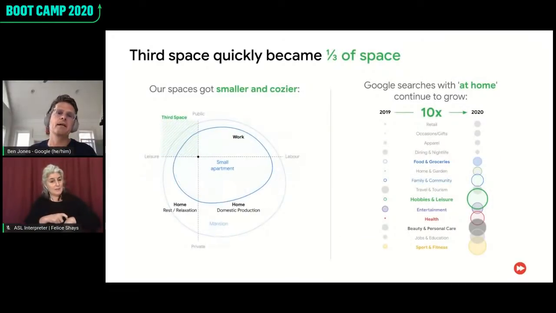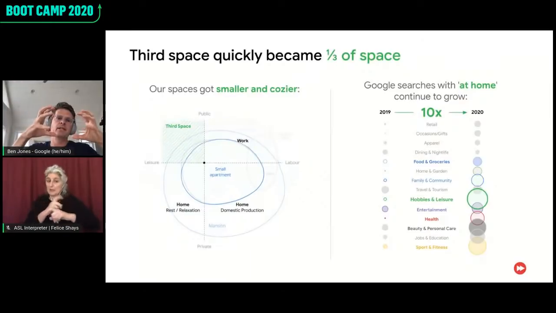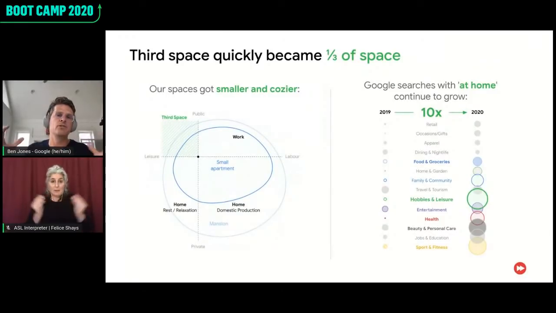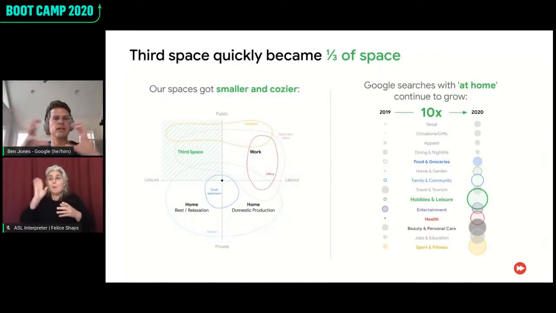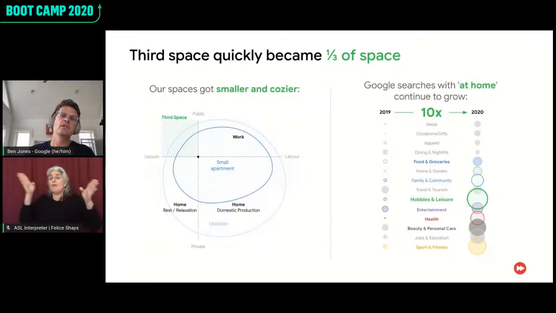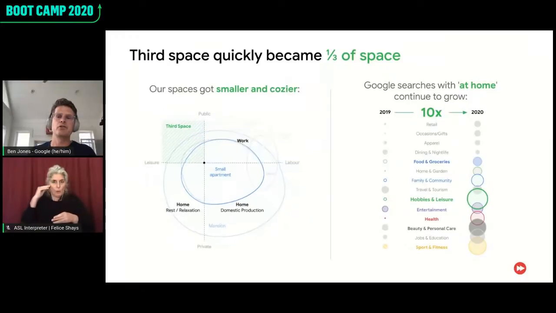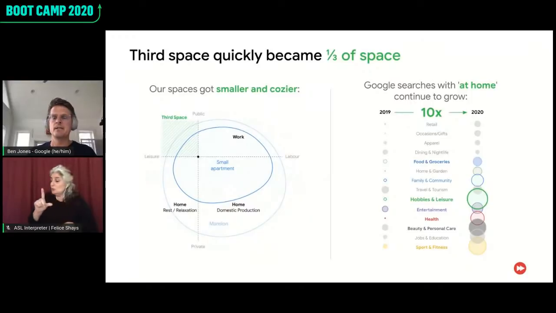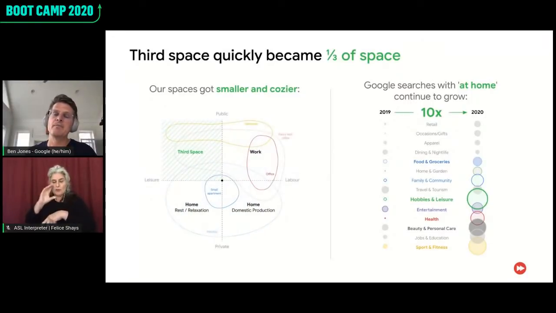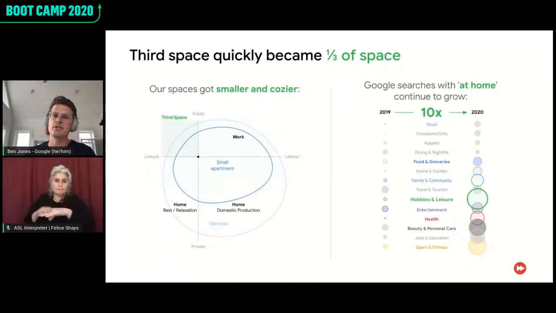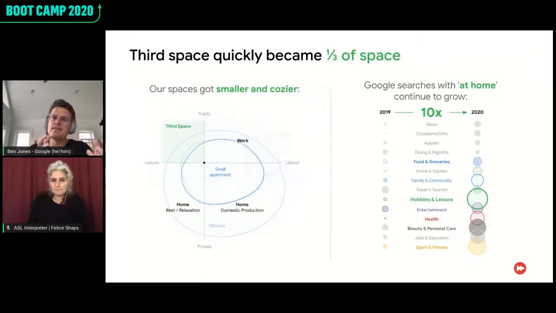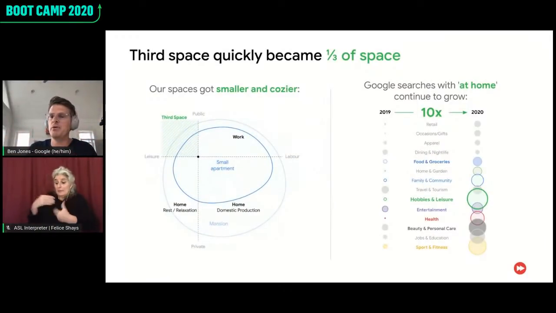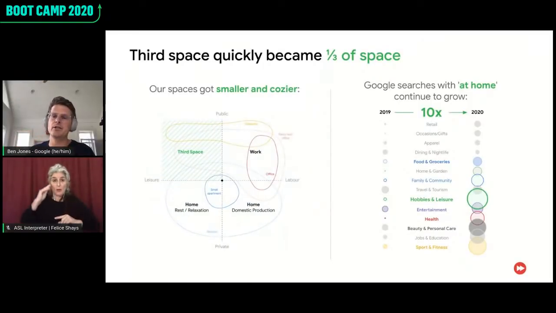This is a complicated chart, but this idea of the spaces getting smaller and cozier and the things that are being crammed into a home, compressing life, leisure, public and private all together. And then you can see on the right-hand side here, a set of searches that have had more than 10x growth from 2019 to 2020. So some unsurprising things: food and groceries, hobbies and leisure, family and community, entertainment, health, personal care. The lens of all of these things is changing to what comes into my home, how do I experience them in my home, and what opportunity is there to do that.